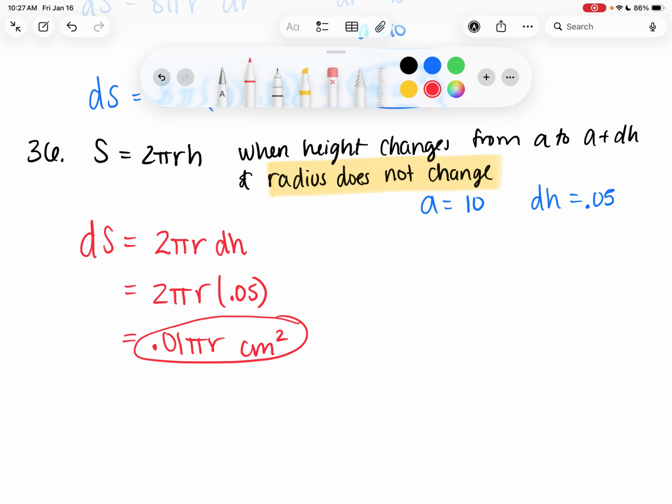The next set of problems here say to, yes. Would it be 0.1 pi r, or is it 0.01? It is 0.1. Okay. I don't know why I put a 0 there, but you know, minor details.